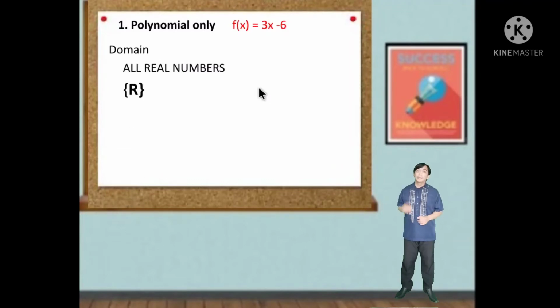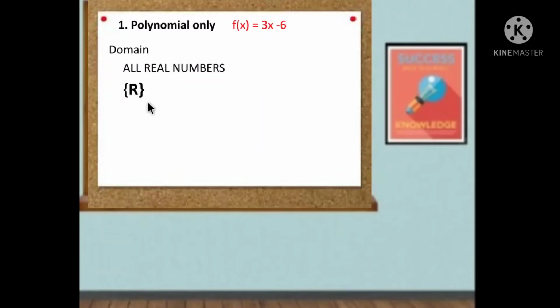Now, ito yung another way on writing. Kapag ka-in-enclose natin siya sa braces, ilalagay mo lang dyan yung R. It means real numbers. Ano ba yung real numbers? When we say real numbers, these are the numbers that you can write in the number line. Ito yung makikita natin sa number line. Mula doon sa left side, sa negative infinity until positive infinity.